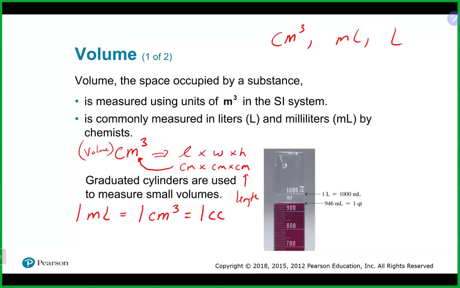The relationship between a liter and a milliliter is 1 liter is 1,000 milliliters. And that is something that you probably should know because it's used a lot. A lot of times we take measurements in milliliters, but in calculations, we need the volume to be in liters. So that conversion between milliliters and liters, and also going from liters to milliliters, is used a lot. And again, there are 1,000 milliliters in 1 liter.